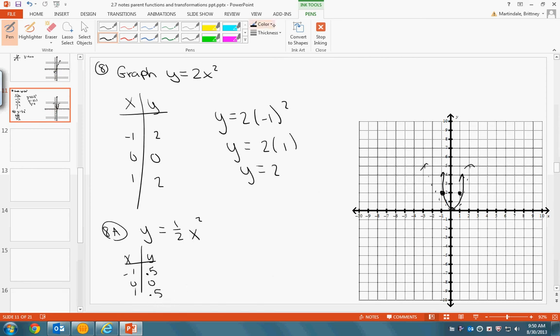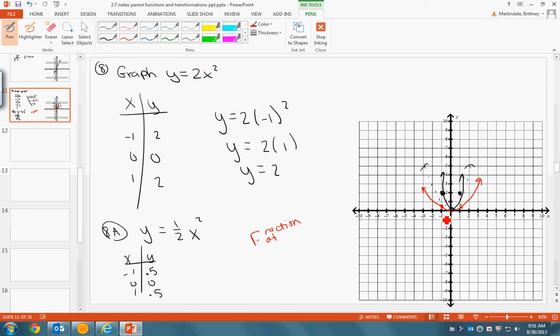So I'm going to do this one in red to show that it gets fatter. So -1 and up just a half. 0, 0 still, and 1 up a half. Do you see that this one got fatter? So fraction in front, fat. We're talking about numbers, not people, so you can say that. And then if it's not a fraction, it gets skinnier.